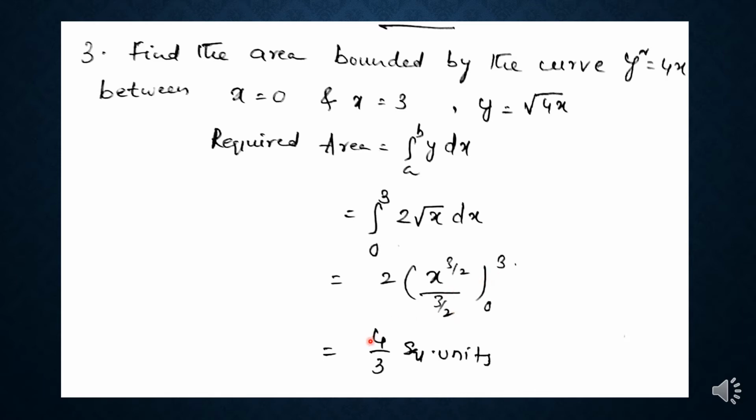That is 2 into 2 by 3 into x to the power of 3 by 2, which means 3 to the power of 3 by 2. 2 into 2 by 3, that is 4 by 3, into 3 to the power of 3 by 2, which is 3 root 3. 4 by 3 into 3 root 3, that is 4 root 3 square units.